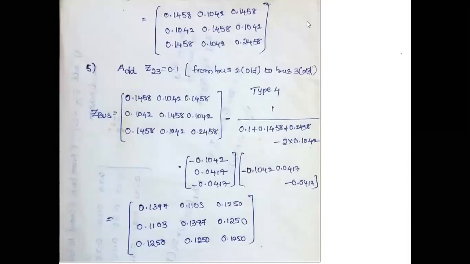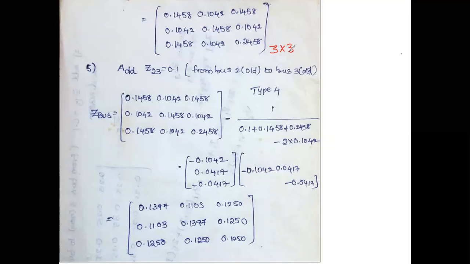Now this is the answer. You please note down the answer. After simplification of the above step, that is step number 4, you will get 0.1458, 0.1042, 0.1458. Similarly, you will get 3 by 3. In type 3 modification, the dimensions of old Z bus remain as they are. There is no change at all. So obviously 3 by 3 is there, and you will get the same 3 by 3. In type 4 modification also, the dimensions of old Z bus do not change at all.